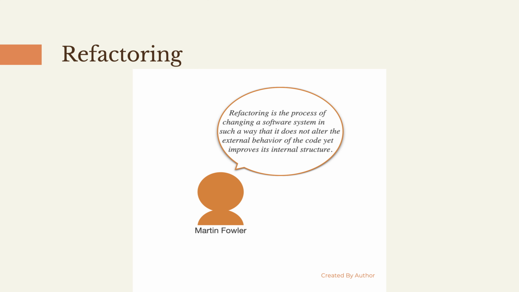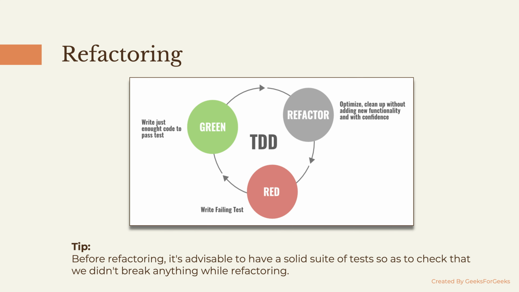Martin Fowler defines refactoring as the process of changing a software system in such a way that it does not alter the external behavior of the code, yet it improves its internal structure. What does that mean? Let's look at an example.